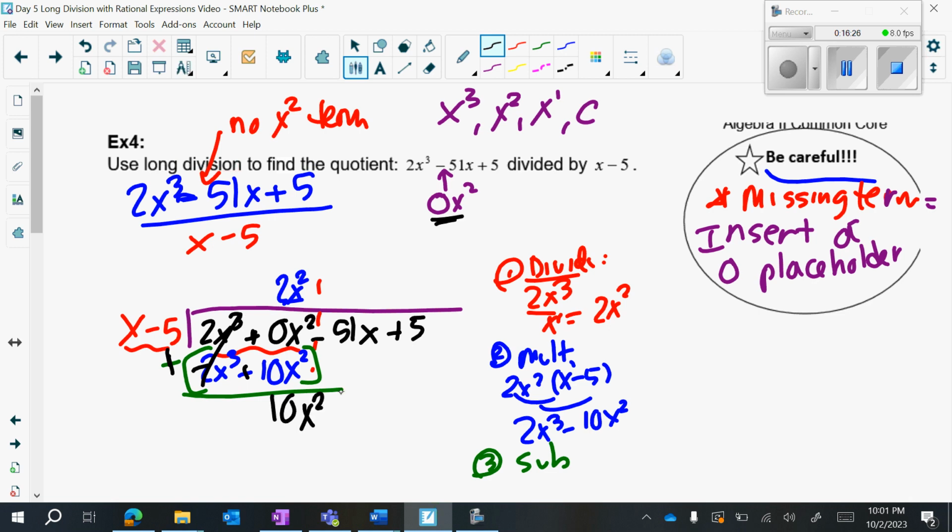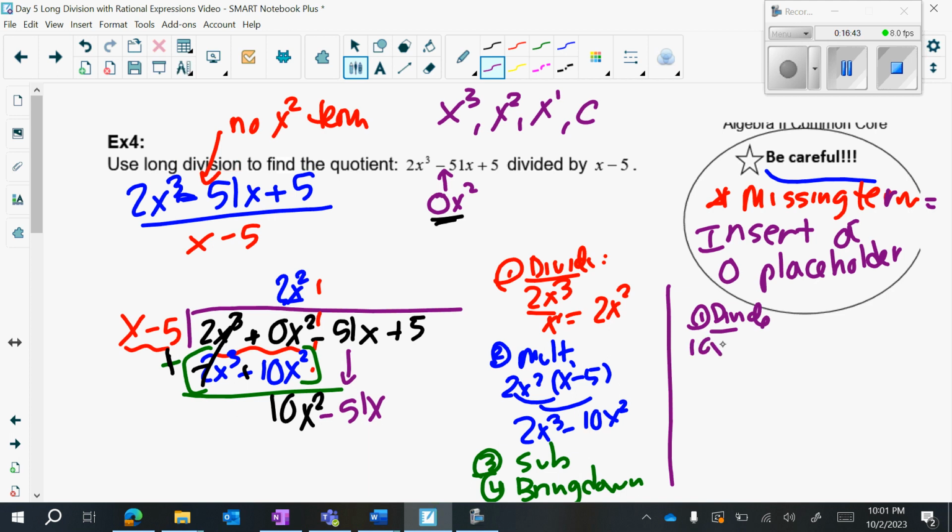So we get 10x squared. Last step, bring it down. Bring down the next term. All right, now go again. Step 1 again, divide. Hoping you're saying positive 10x. It's 10x, but it's a positive, right? Multiply. 10x times x minus 5. Distribute, right?